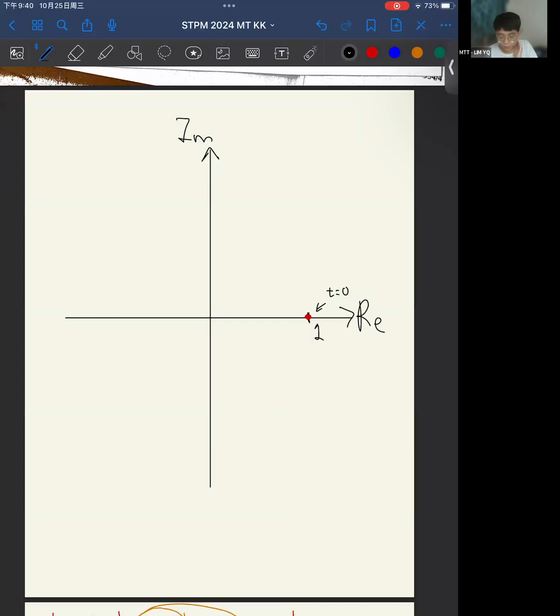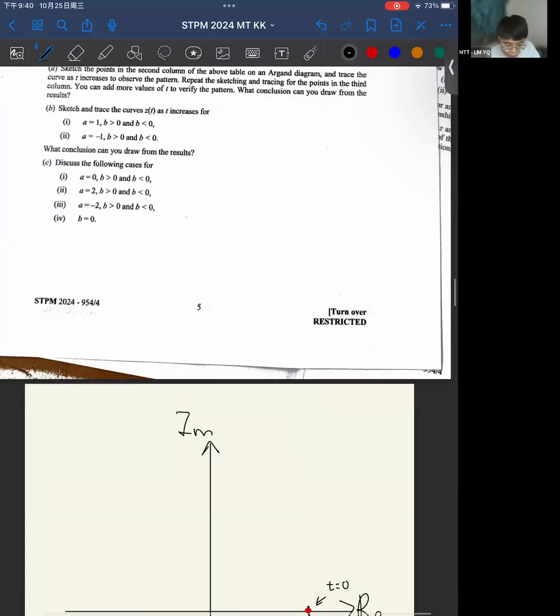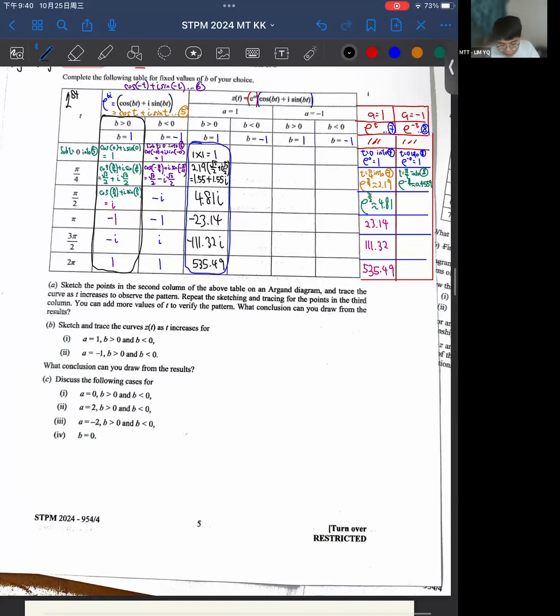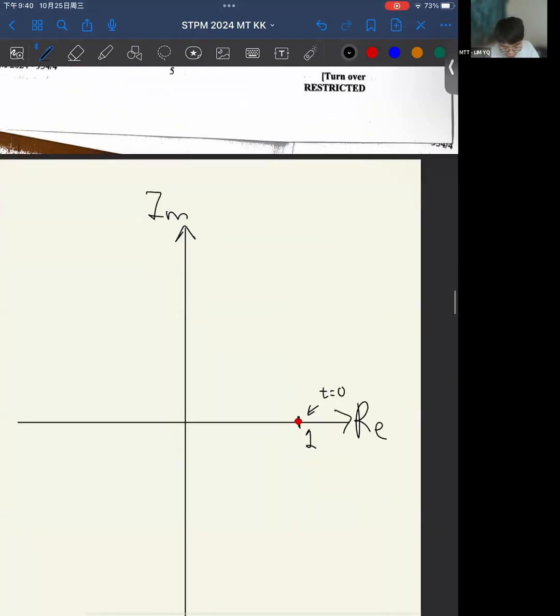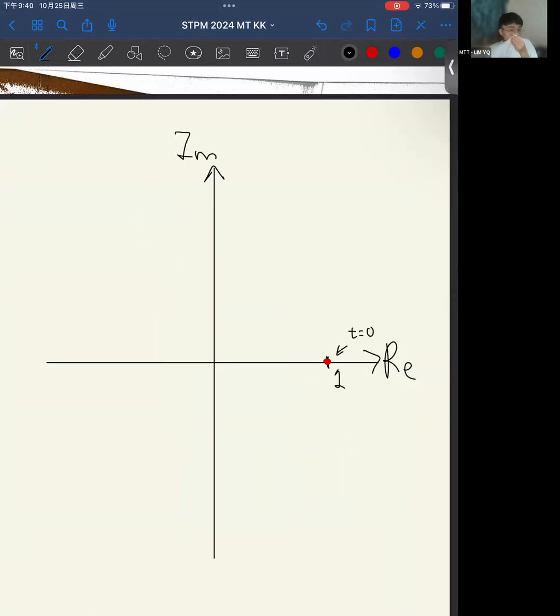Now what other value? Square root 2 over 2 plus square root 2 over 2 i, right? So both of the numbers are square root 2 over 2. Square root 2 over 2 is smaller than one. So maybe here. And then the value is here. And this is the value when t equal to pi over 4.